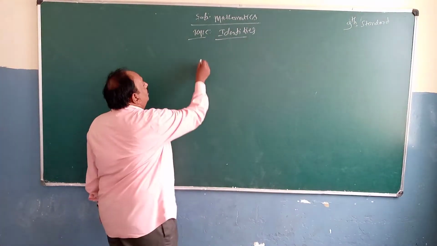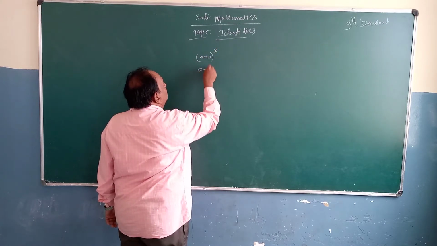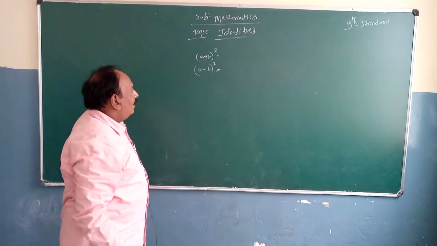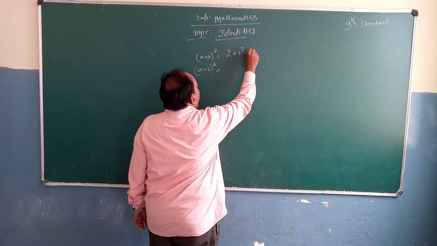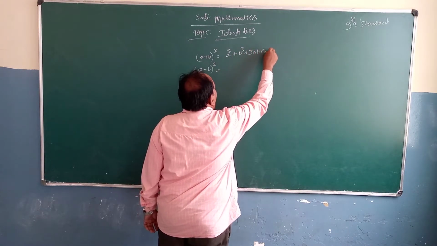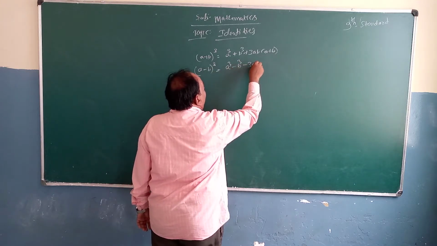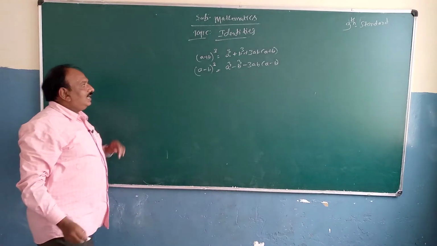The expansion of (a + b) whole cube and the expansion of (a - b) whole cube in today's class. (a + b) whole cube is equal to a cube plus b cube plus 3ab into (a + b). (a - b) whole cube is equal to a cube minus b cube minus 3ab into (a - b). How does it arise, sir?